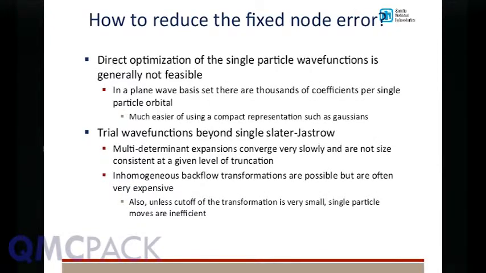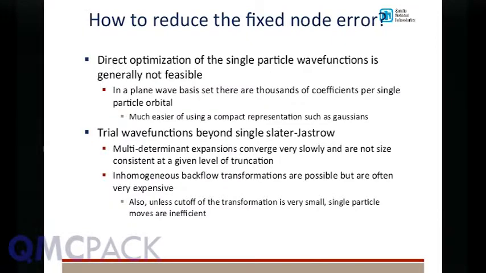So the big question is, I've got a trial wave function by calculating some Slater determinant of orbitals from DFT or some method like this, and I've put on some Jastrow factor. I've got a fixed node error that's coming from some other method, and I'd like to be able to reduce it. So the question is, how can we do this in the solid state? So we saw in quantum chemistry that I can do multi-determinant expansions, for instance, and then optimize over determinants. In plane waves, it's generally not feasible to do this.